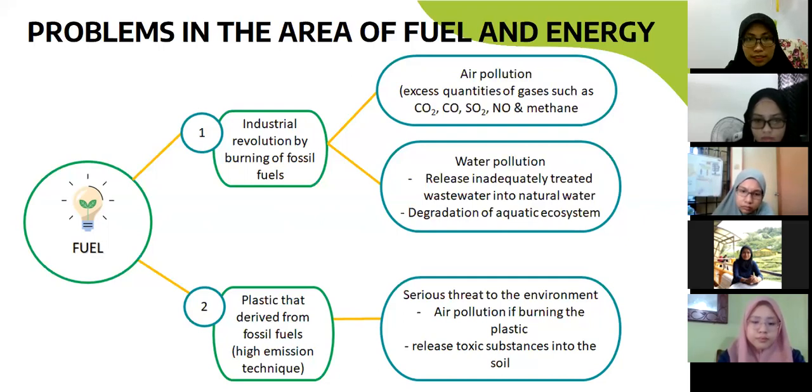The second is plastic. Plastic is derived from fossil fuels, which is the second most used material after silicon to produce technology. Production of plastic requires high emission techniques and poses a serious threat to the environment. Plastic takes many years to decompose, making it dangerous to the environment. It is due to the toxic substances that are released into the soil when plastic perishes under sunlight, and also released into the air, causing ambient air pollution if the plastic is burned.